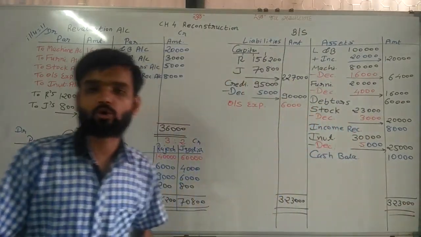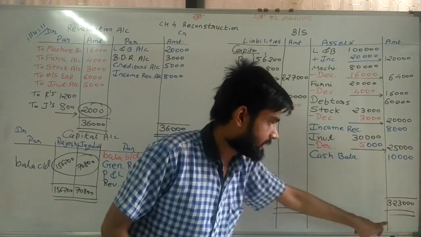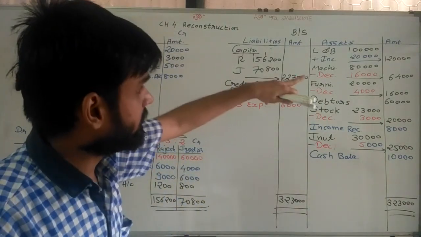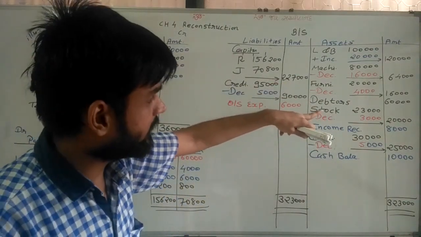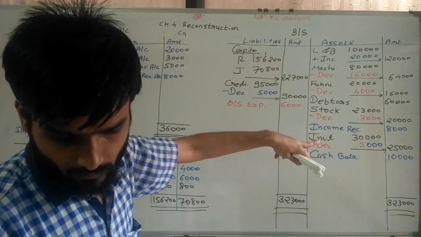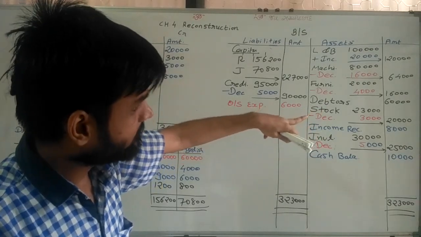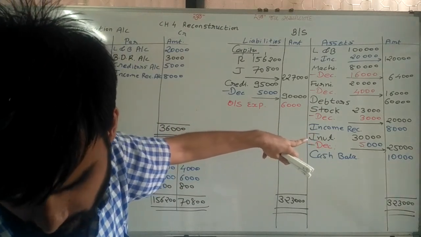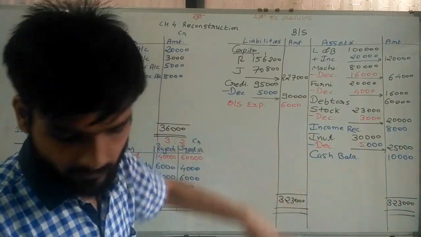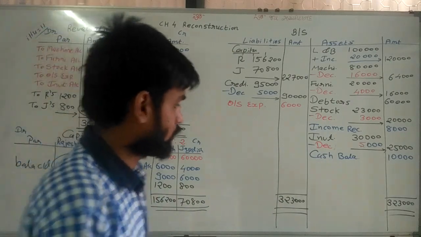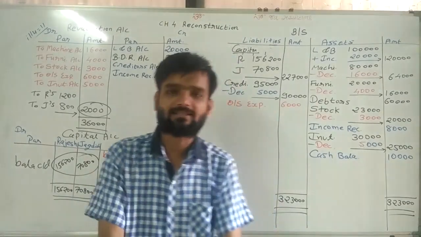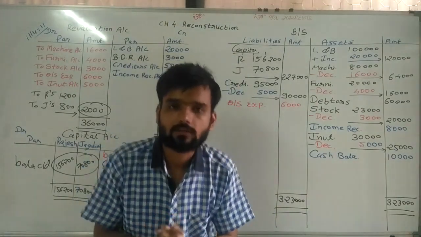So if we are making total of these two sides, then it will be 3,23,000. 120, 64, 16, 25, then again 60, 20, 10 and 8,000. So total is 3,23,000. Now in this way we can complete our sum.